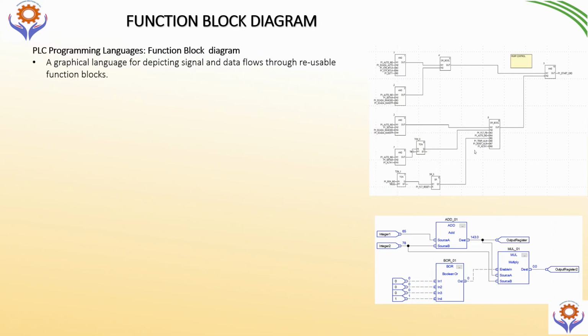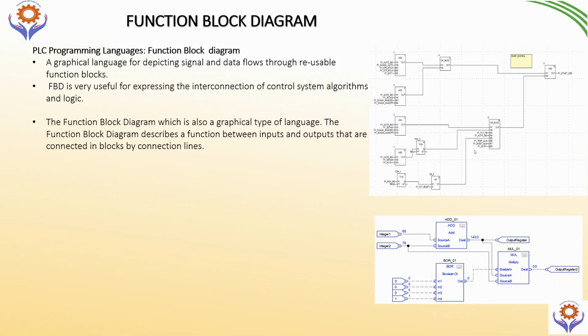The function block diagram is a graphical language that describes the signals and data flow through reusable function blocks. It is very useful for expressing the interconnection of control system algorithms and logics. The function between the input and output is connected by blocks, by connecting lines. If we see the example here, each block is connected by a line, and each line is connected to the output, and you can connect many blocks in the same function.